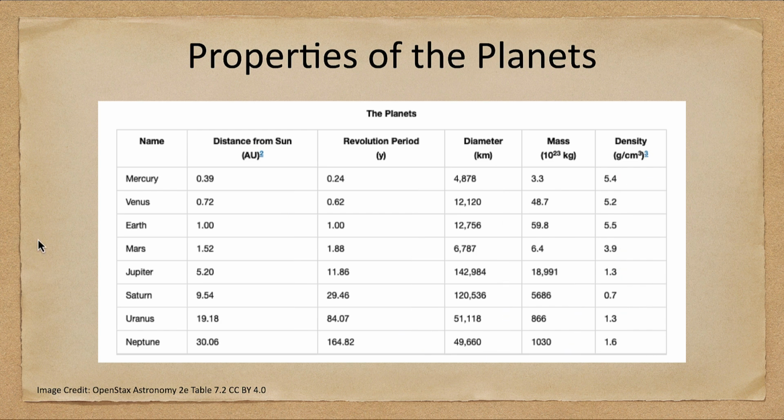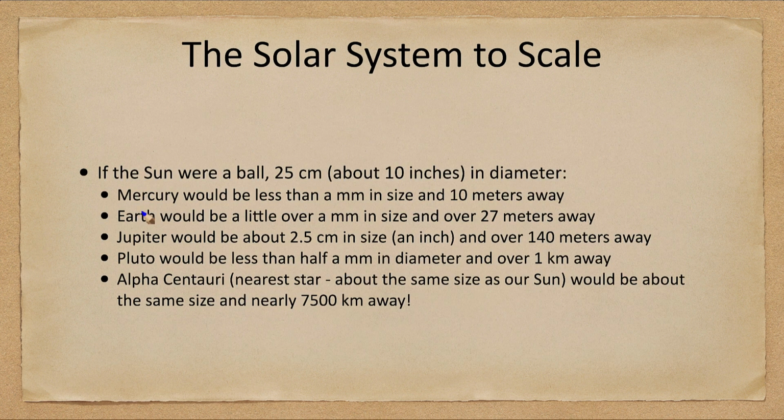So let's think about our solar system to scale, and we can imagine scaling the sun down to about 25 centimeters or about 10 inches in diameter. Mercury would be less than a millimeter in size and would be 10 meters away. So within those 10 meters between Mercury and the sun is nothing. Earth would be a little over a millimeter in size and about 27 meters away, almost 100 feet away from the sun. And between it, only two small little things about a millimeter in size or less.